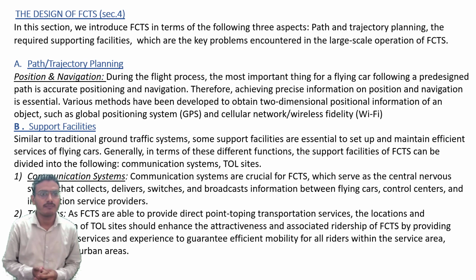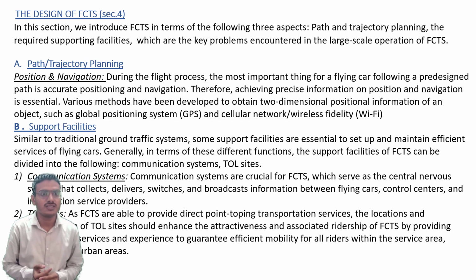The first point is path planning, position and navigation. During the flight process, the most important thing for a flying car following a pre-designed path is accurate positioning and navigation. Therefore, achieving precise information on position and navigation is essential. Various methods have been developed to obtain two-dimensional position information of an object, such as the global positioning system (GPS) and circular network wireless fidelity, which is Wi-Fi.